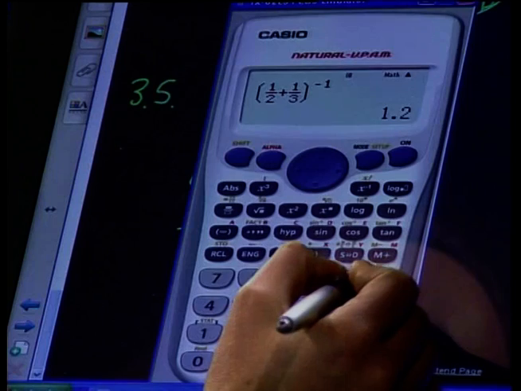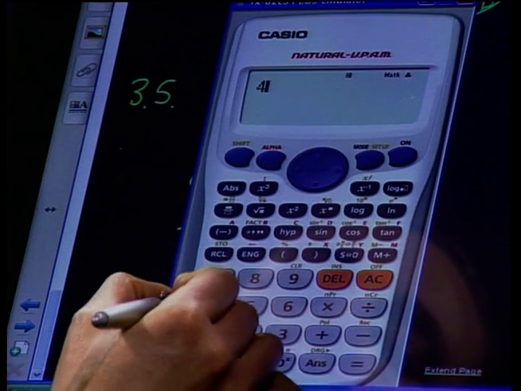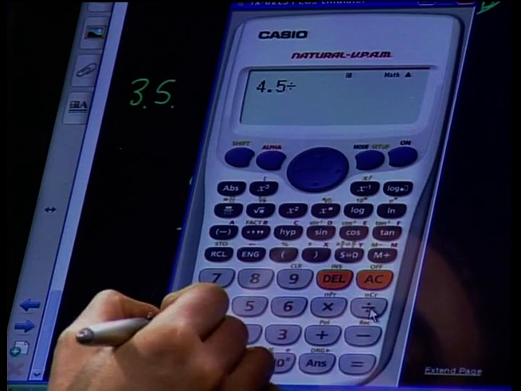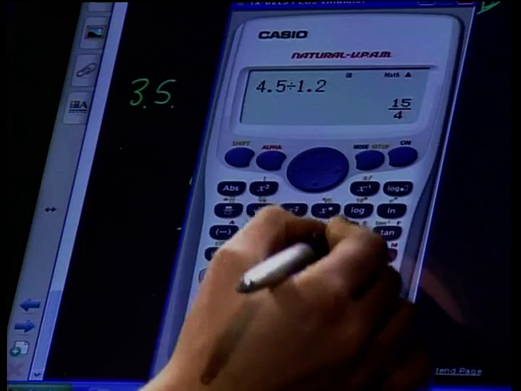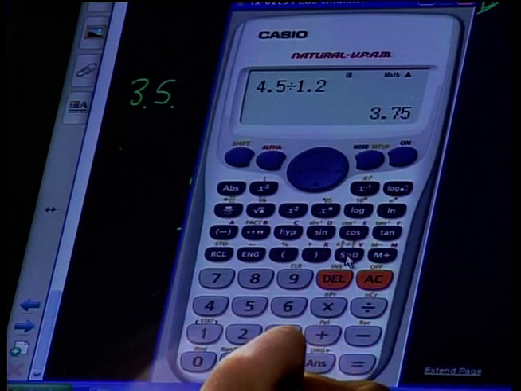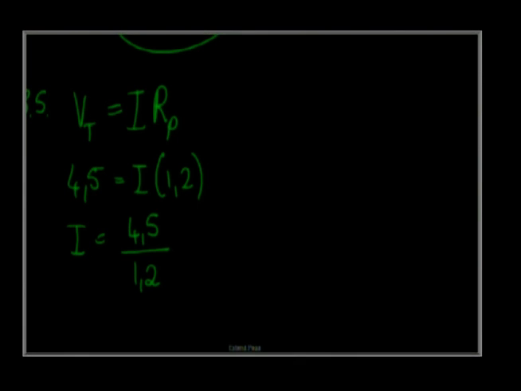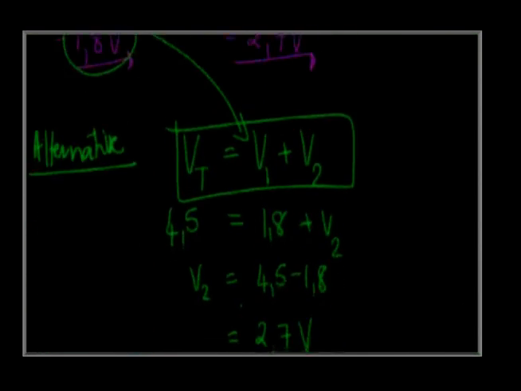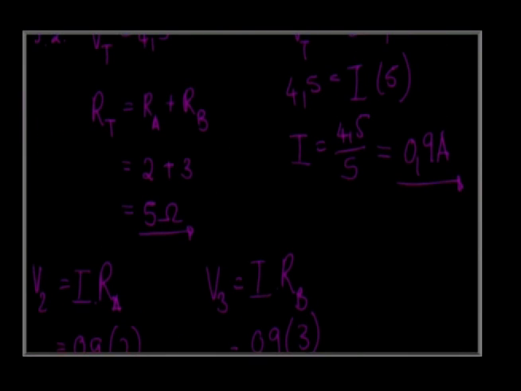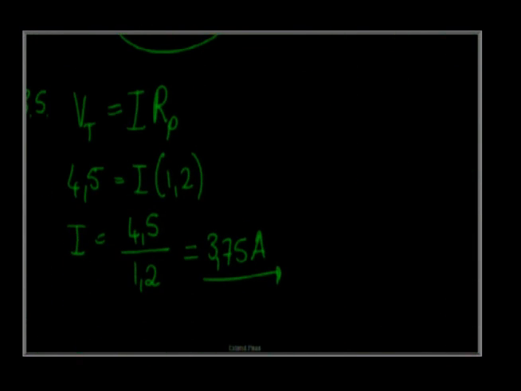Into your calculator. Clear it from the previous calculation. 4.5 divided by 1.2, and your answer works out to be 3.75 ampere. If you compare this to the current that we calculated over here in question 3.2, you would see that for a series connection, the current is 0.9, whereas for the parallel connection, where the resistance was significantly less, your current was already higher.